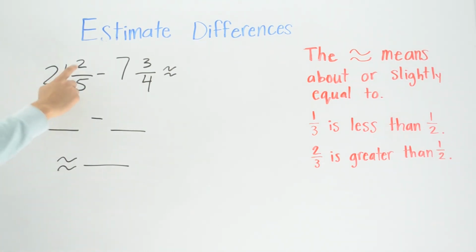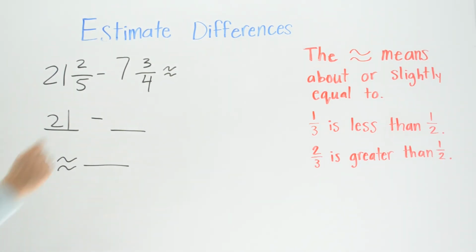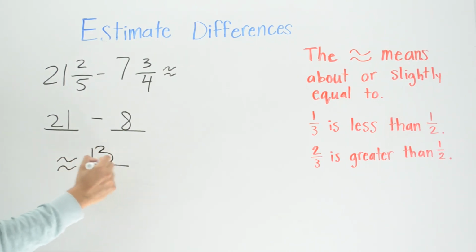Okay, we have 21 and 2/5. We know that half of 5 is 2.5, so 2 is less than that, so we're going to leave it as 21. For 3/4, we know that half of 4 is 2, and 3 is bigger than 2, so it's greater than 1/2. So instead of writing 7, we're going to round up to 8. Then we say 21 minus 8 is 13. So the answer is about or slightly equal to 13.